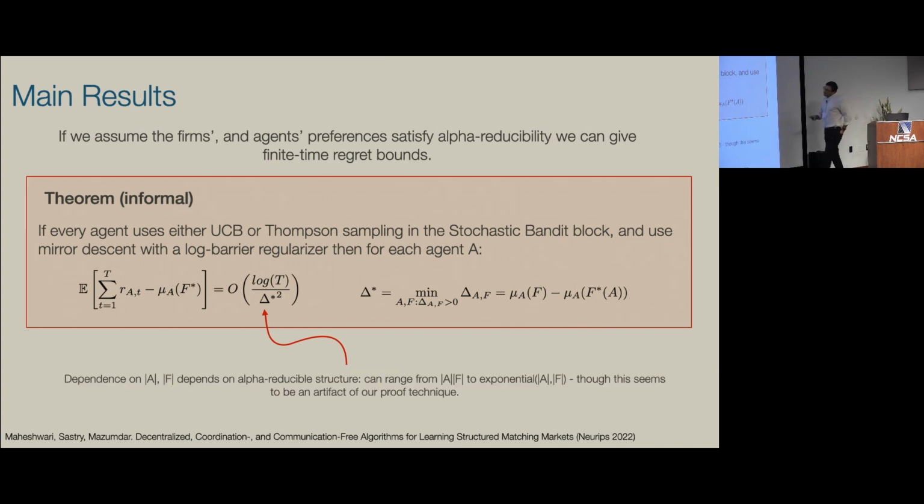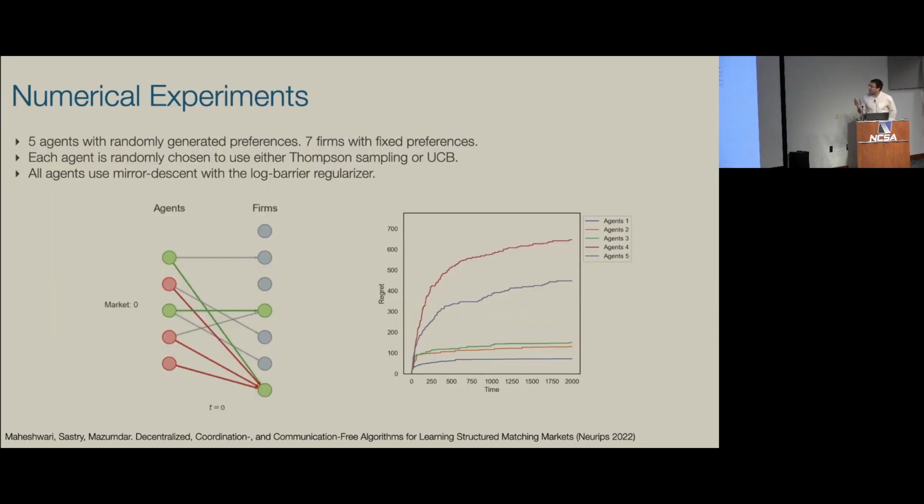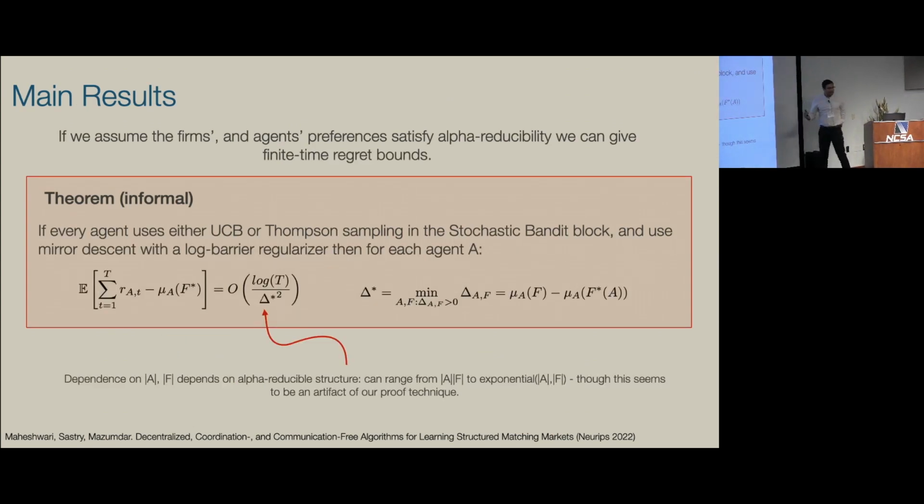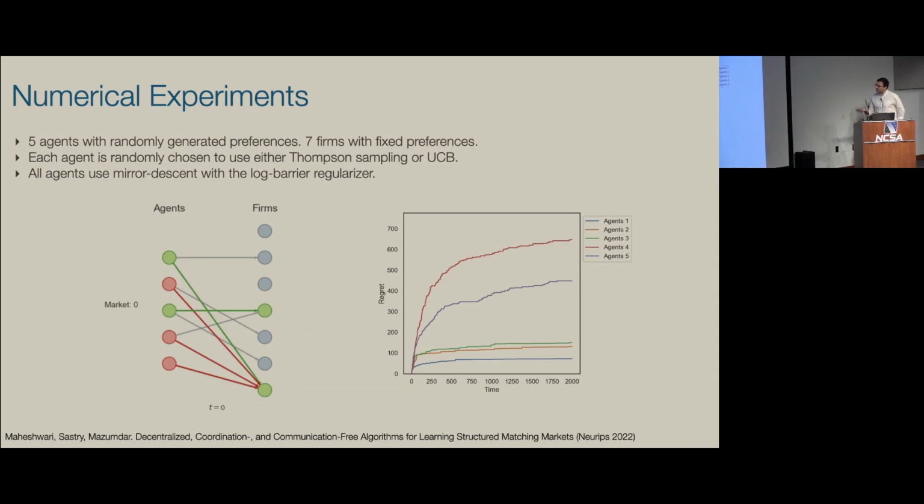Something that's a little bit hidden in this big O notation is that the dependence on the number of agents and the number of firms in the market depends on the actual alpha reducible structure. This can range from linear in A and F to exponential in A and F, though we're pretty sure this is an artifact of our proof technique, because as I'll show you on the next slide, this exponential case really happens in the serial dictatorship setting, and only the worst agent pays this exponential bound. And as we see, this isn't really something that we see when we run the algorithm.